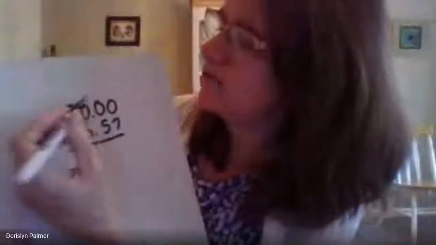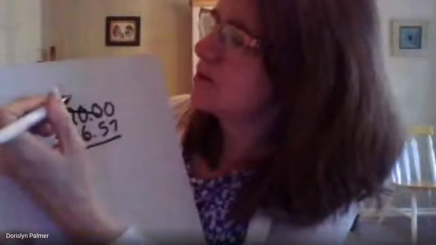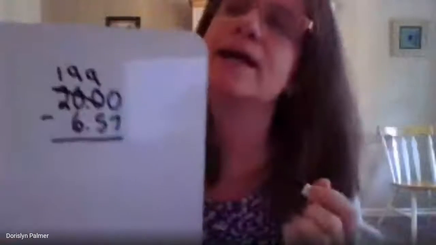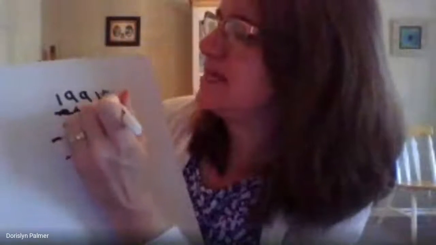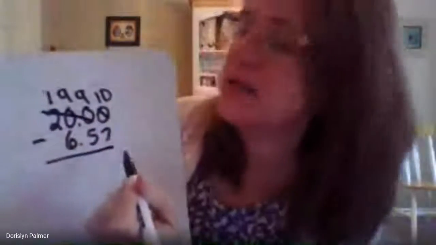All right, well, I'm going to just start it like this. This is the way Mrs. Palmer does it. I can't take 7 away from nothing. So I borrow from 200 and make it 199. I go all the way over there. And this becomes 10. So 10 minus 7 is 3. 9 minus 5 is 4. Decimal point. 9 minus 6 is 3. And then just bring down my 1. So like that. Okay?